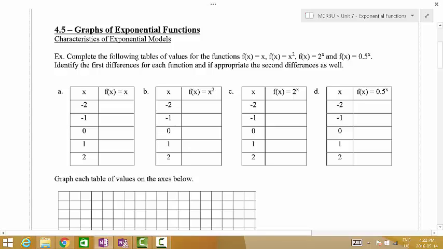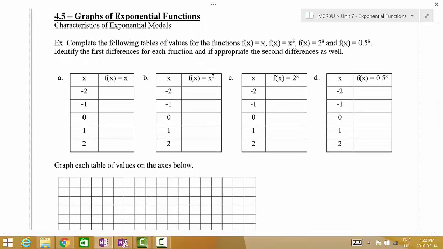Today we're going to start looking at the actual equation of an exponential function and look at what the graph of that function looks like. So first thing we're going to do is we have these table of values with equations at the top. We're going to find out what each of those are equal to. So the first one here is f of x equals x. So essentially all of these f of x values are equal to the x value.